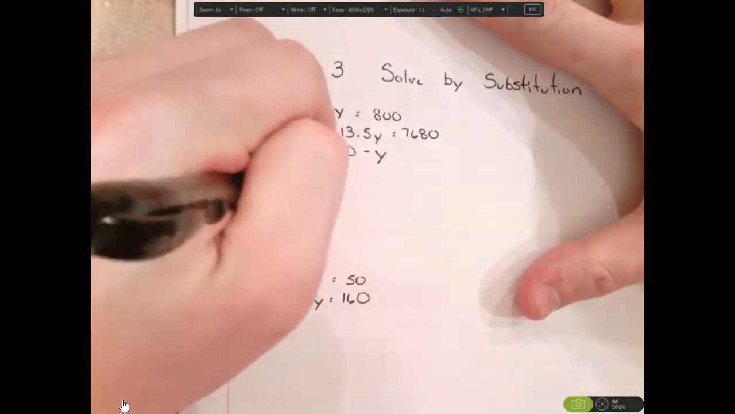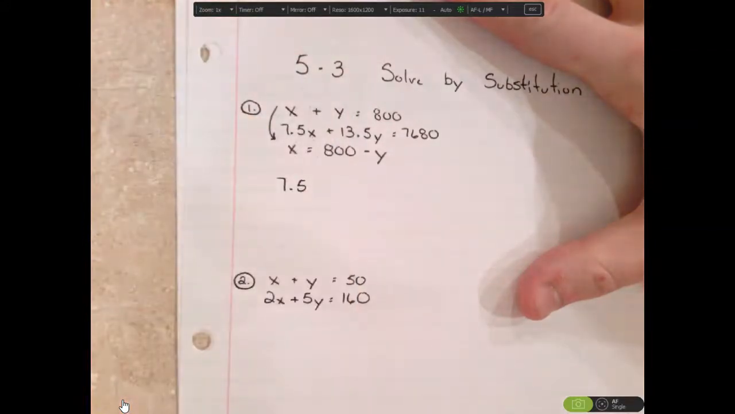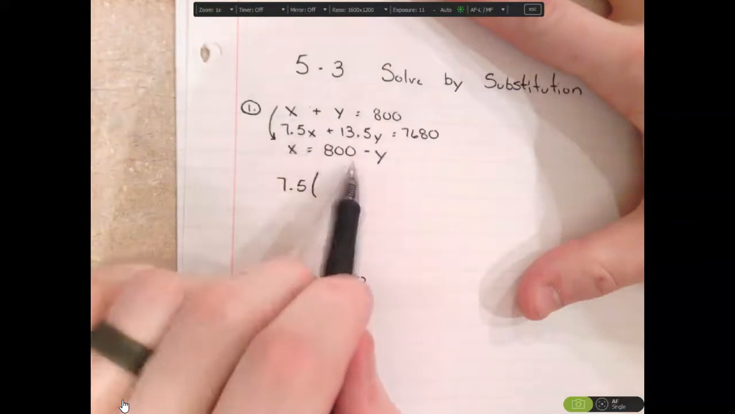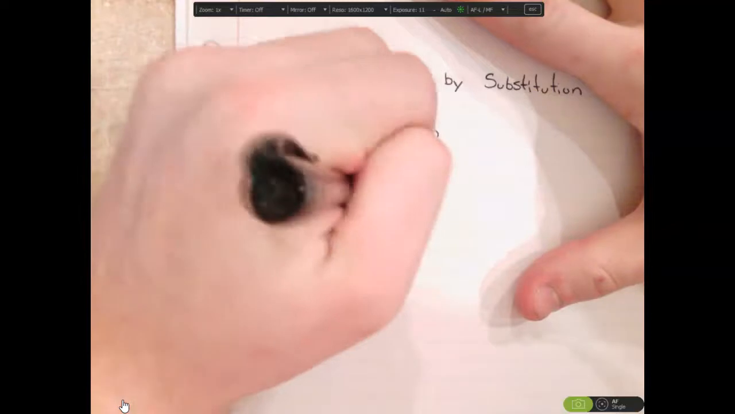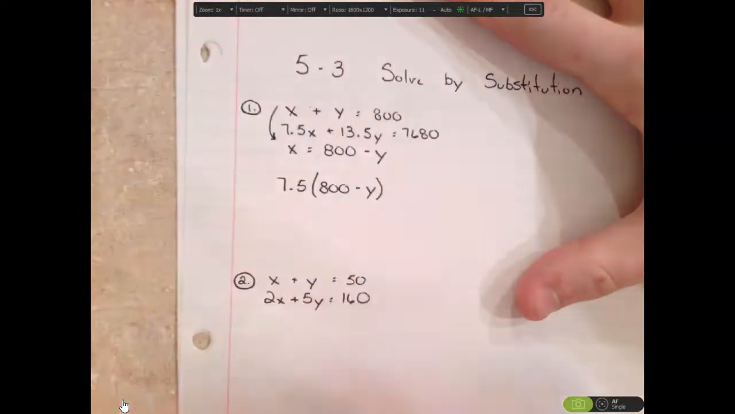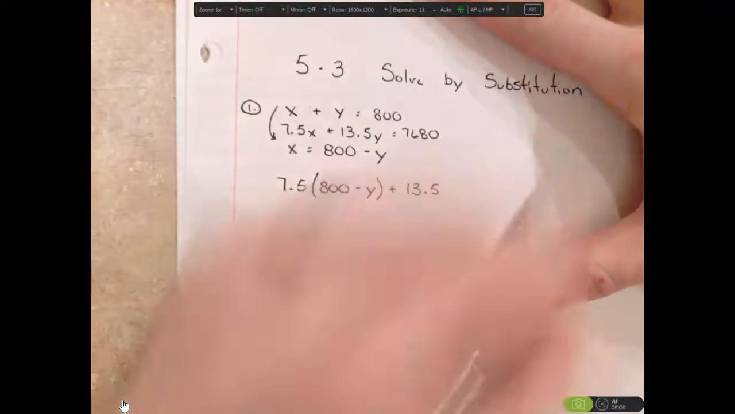So in my second equation here, I have 7.5, and now I'm going to begin to fill in what x is equal to. And it's equal to 800 minus y. And then I'm going to continue writing the rest of the equation. Because I don't see another x, I don't have to write this 800 minus y anymore.